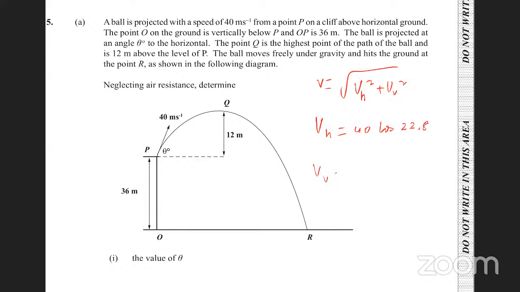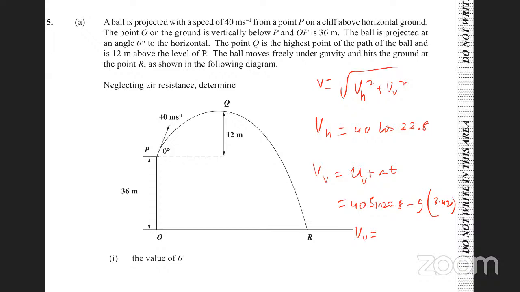But the vertical velocity at that point, just before it hits R, we could use v = u + at. The initial velocity will be 40 sin 22.8 minus gravity times time. Time was, what did we get again? 3.42. Right? So you multiply that by that and you get your answer. That'll be the vertical velocity.